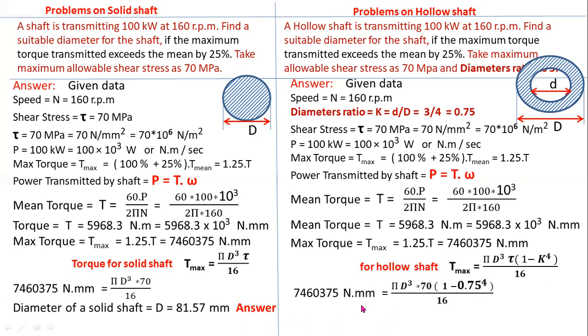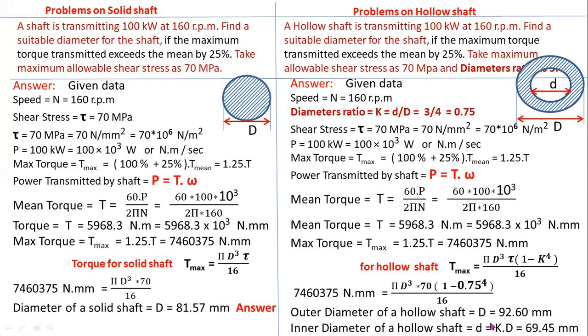After substituting the value of maximum torque, shear stress and K value, you can get the value of outer diameter of the hollow shaft. Outer diameter of the hollow shaft, capital D equal to 92.60 mm. After that, you have to substitute this outer diameter in this equation, and you can get the value of inner diameter. Inner diameter, small d, equal to diameter ratio into outer diameter equal to 69.45 mm. Okay, this is the final answer for this problem.